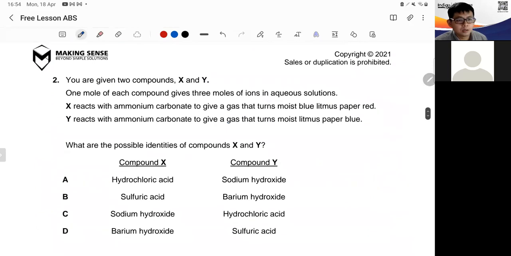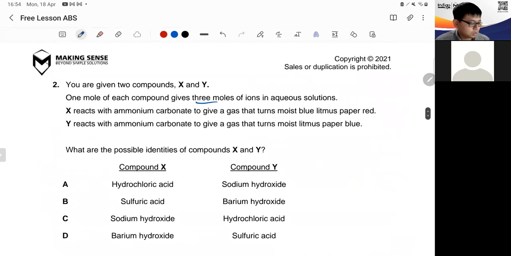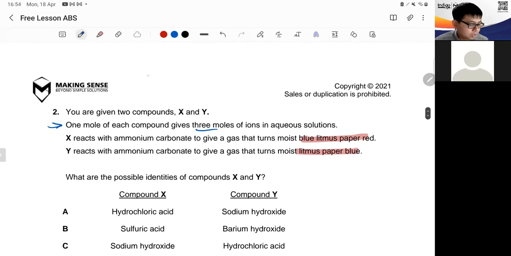Next question. We are given two compounds X and Y. 1 mole of this gives 3 moles of ions in solution. And one gives a gas that turns blue litmus red, one turns red litmus blue. So even if you haven't learned more, that second statement shouldn't be very scary to you. Because what this means is that if, for example, X can dissolve in water to give 3 units of ions.